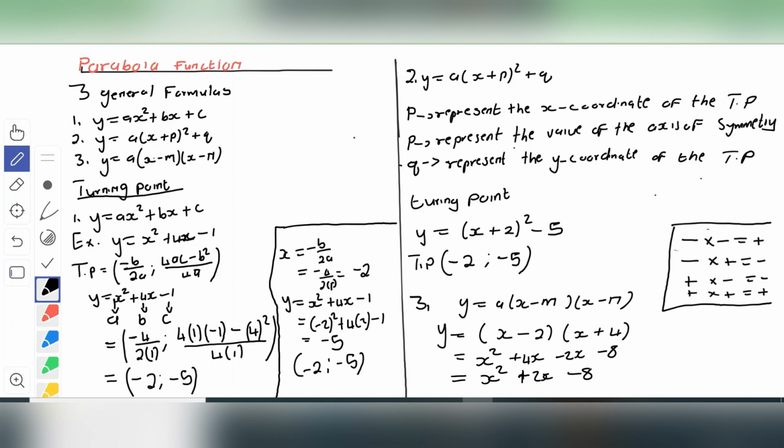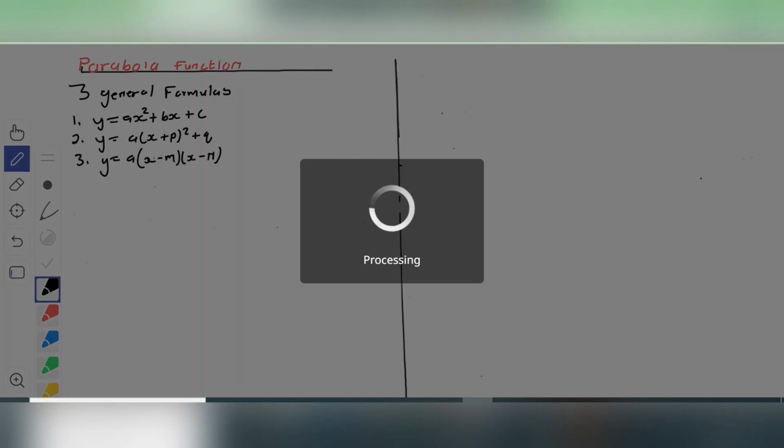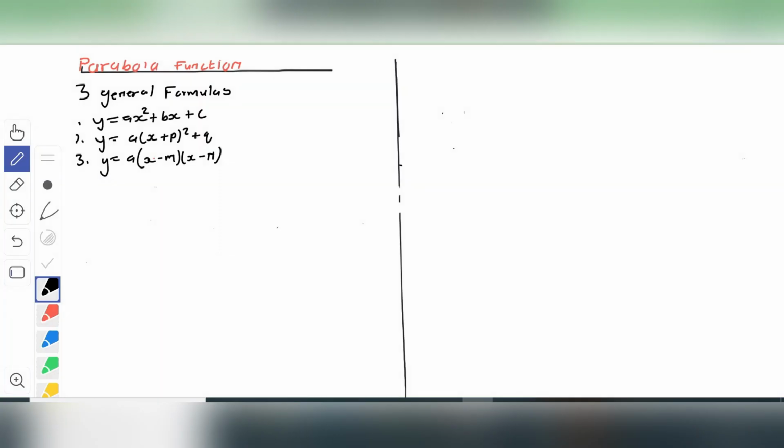So now we are going to talk about the axis of symmetry. Remember, we're talking about the turning points. So now, like I said, we are done with the turning points. We are going to talk about the axis of symmetry.